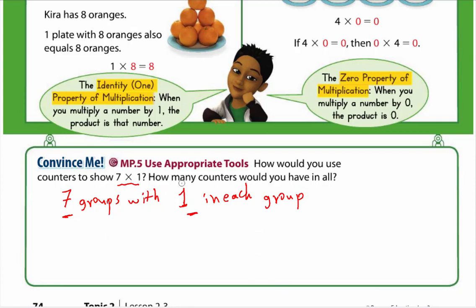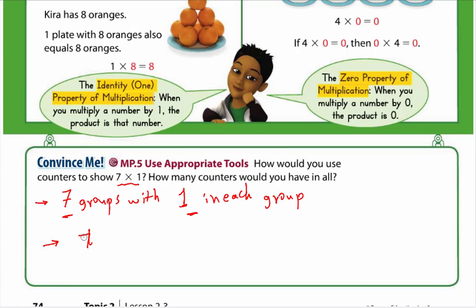And the second question, how many counters would you have in all? I want someone to help me with this. Ali Hisham? When you use 7 groups and each group is 1, okay? So how many do we have in all? 7. So we would have 7 counters. So the answer of the second part is 7 total.